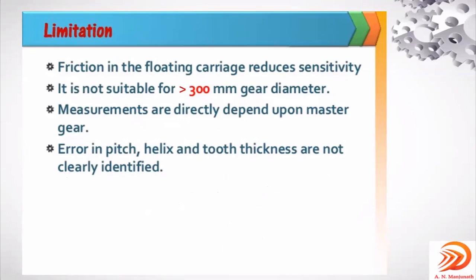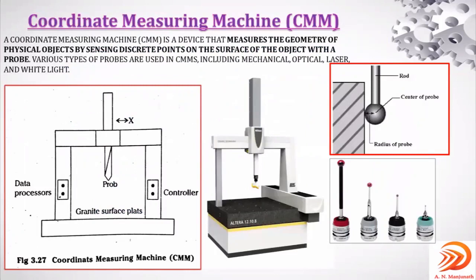And this is the last topic, the coordinate measuring machine, CMM. As the name implies, it is used for measuring with respect to coordinates. For a given gear blank of different sizes or thicknesses, or different varieties of gear, it can do the measurement with respect to the coordinates.